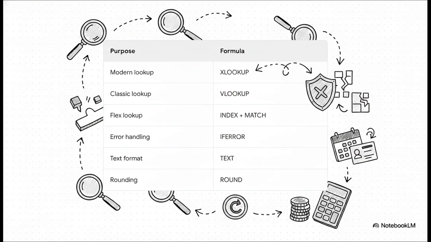Rounding out our top 12, we combine those lookups, XLOOKUP, VLOOKUP, and that incredibly flexible INDEX and MATCH combo with formatting and error tools. IFERROR is essential, right? It hides those super frustrating NA errors that just make reports look totally messy. TEXT is perfect for formatting things like dates and IDs, and ROUND guarantees your financial numbers are pinpoint accurate.